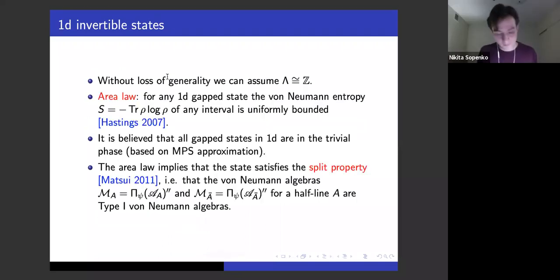Okay, now what is more interesting is invertible 1D states. That's where the problem really starts. So we can, without loss of generality, assume that the lattice is just Z, because all lattices in one-dimensional space which are Delaunay sets are equivalent in the sense that is needed for us. And an important fact that was proved by Hastings is that for any gapped state in one dimension, the von Neumann entropy of any interval is uniformly bounded.